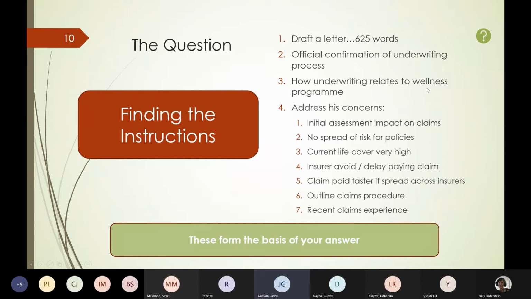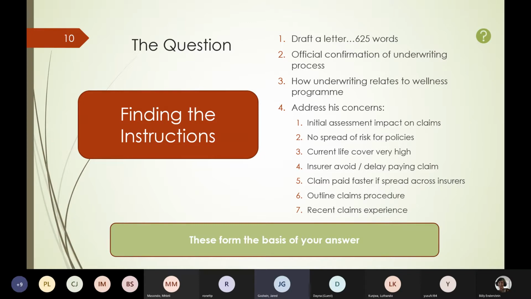How the underwriting relates to the wellness program. So again, these two might be tied in, but they were separately spelled out in the question, and you can go find these in the question. And so you would have to make sure you can tick off and say, okay, official confirmation. I have in my letter, I've written how we officially underwrite. And how does that underwriting relate to the wellness program?